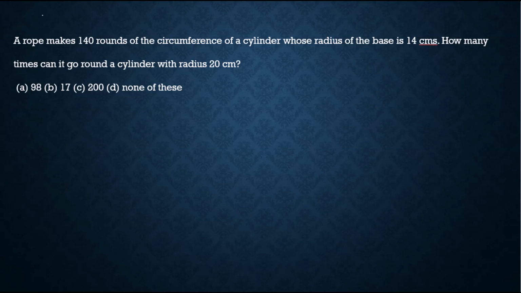The question is, a rope makes 140 rounds of the circumference of a cylinder whose radius of the base is 14 centimeter. How many times can it go round a cylinder with radius 20 centimeter? That means we have two cylinders.